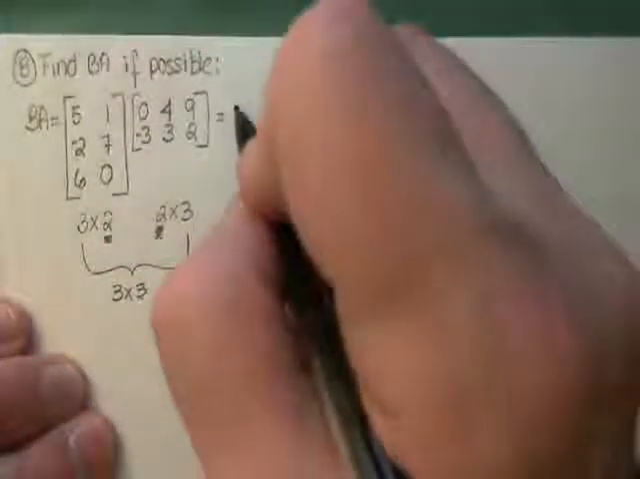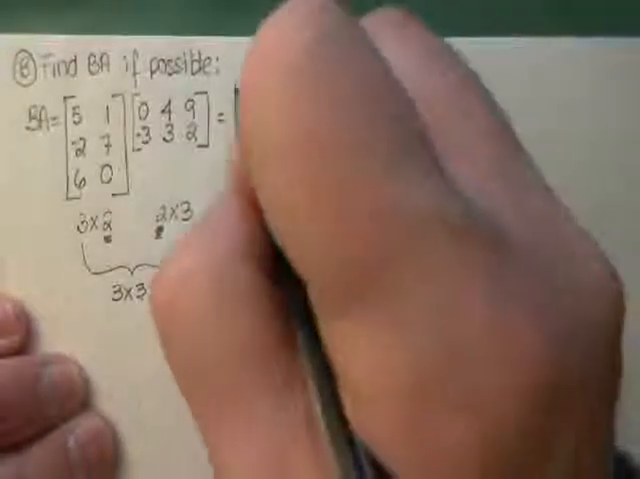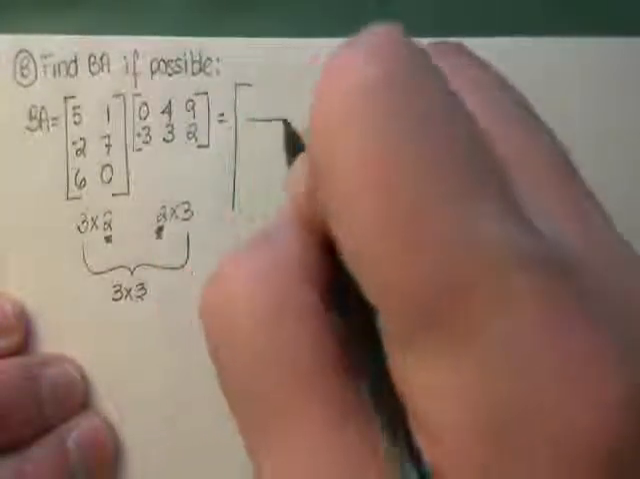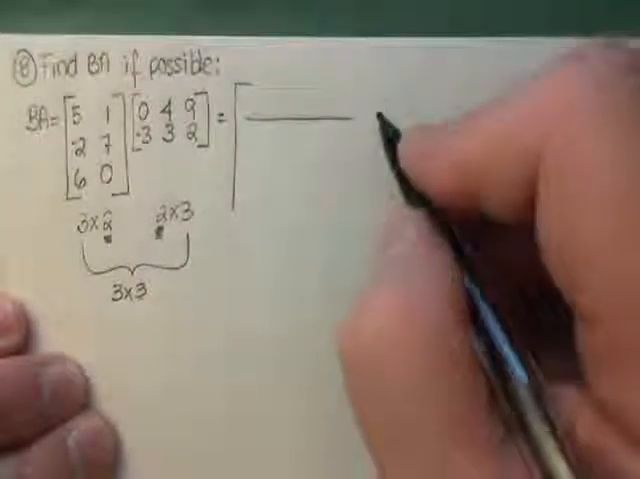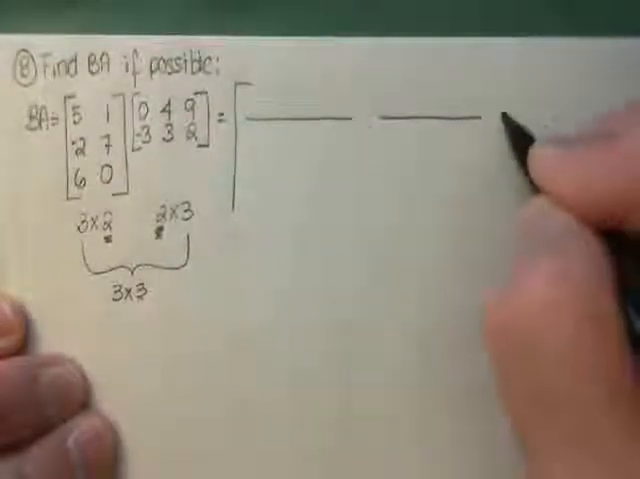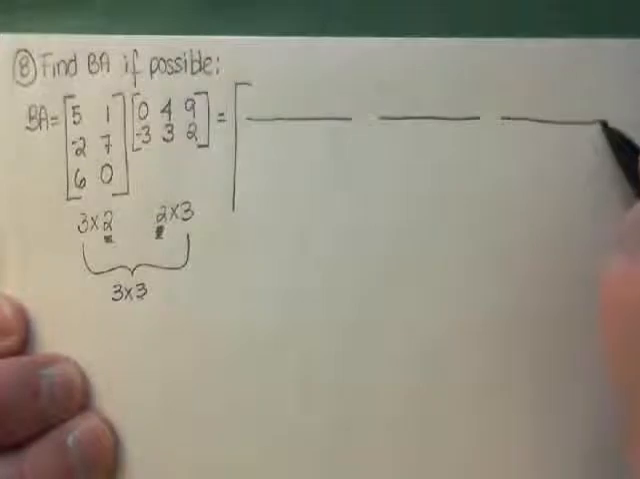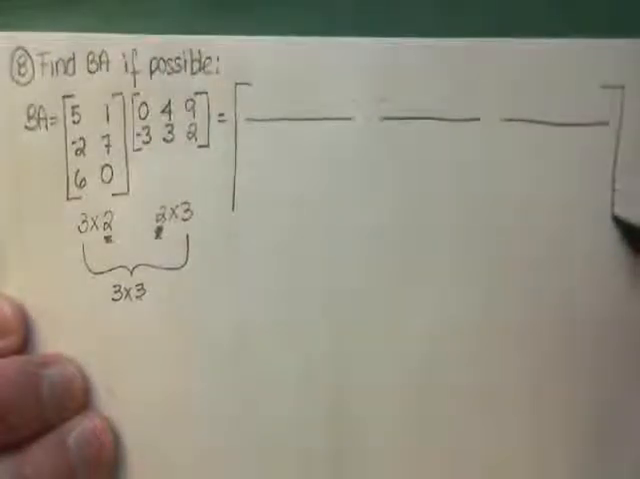Alright, so now we're going to build our working area here. We know that's going to be a 3 by 3. So I'm going to go ahead and make some spaces here for my matrix.